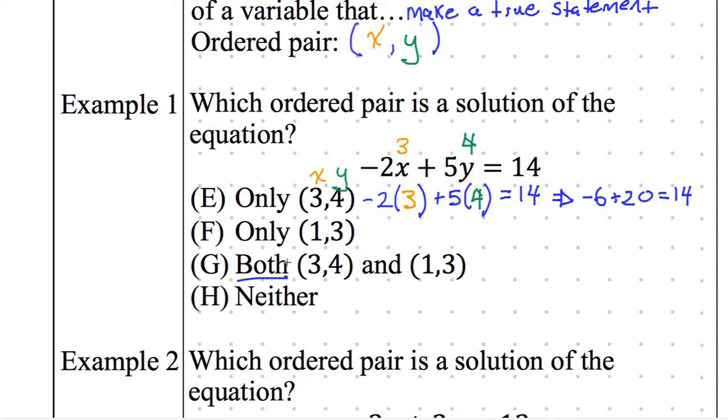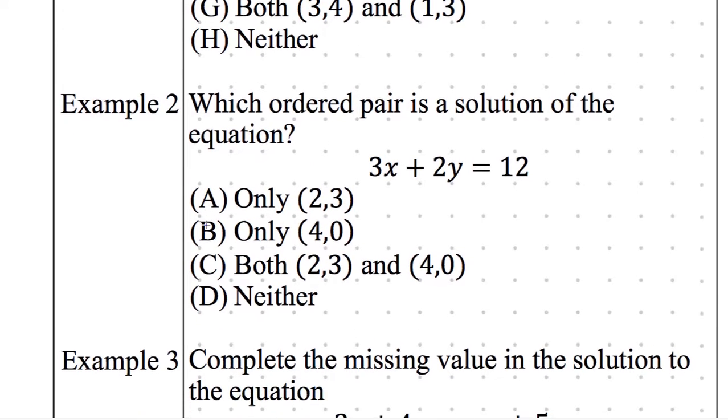Alright, so you've unpaused the video, so we don't know if it's both or not. When I plug them in really quick, again, my x is 1, so I get -2 times 1. I'm going to be adding plus 5 times 3. That should be equal to 14. Is that the case? Well, that turns into -2 plus 15. Is -2 plus 15 equal to 14? No. -2 plus 15 is, why am I blanking, is 13. 13 is not equal to 14, so it's not F. It is indeed only E.